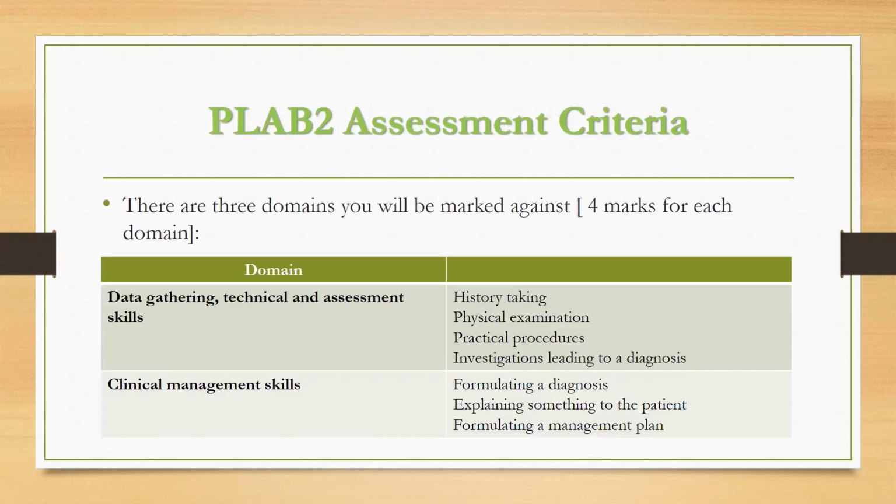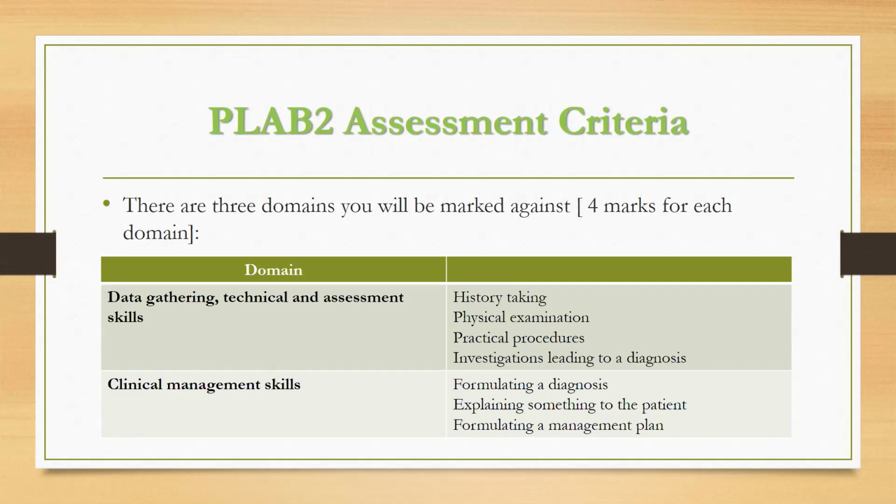So what are the assessment criteria? How will the examiner assess your performance in the exam? There are 3 main domains you will be marked against during the exam. Each of them will have a maximum of 4 marks, which means that for each station, the top score is 12 marks.